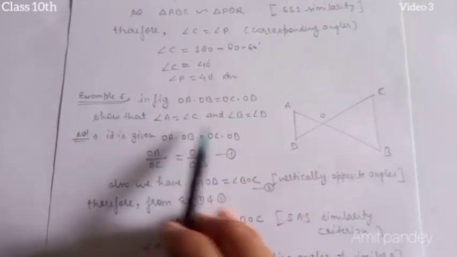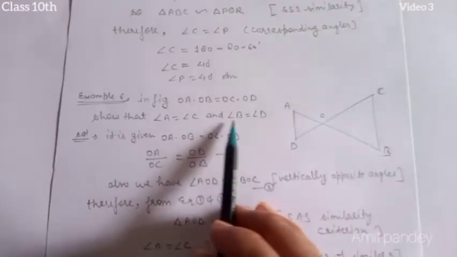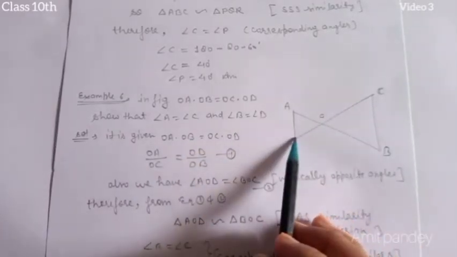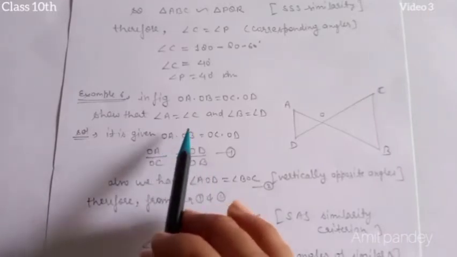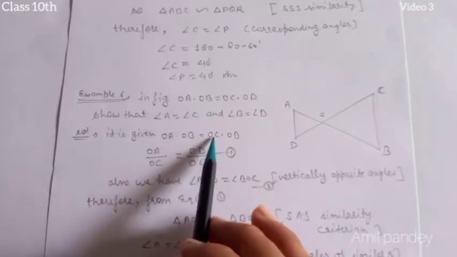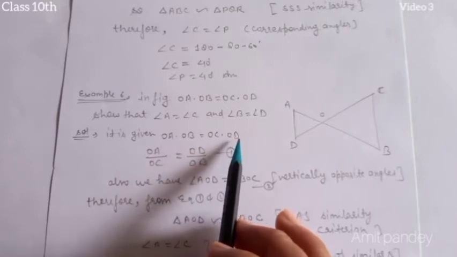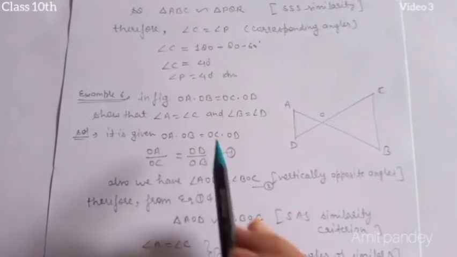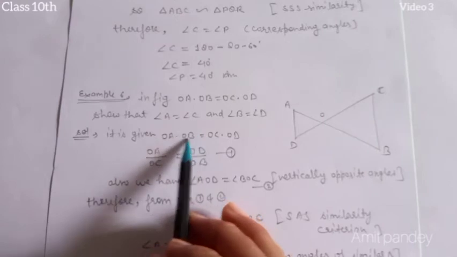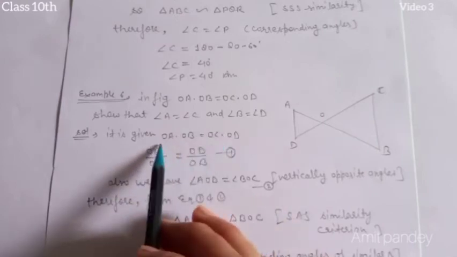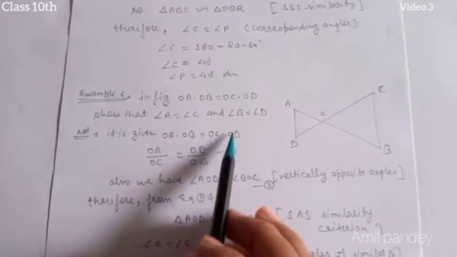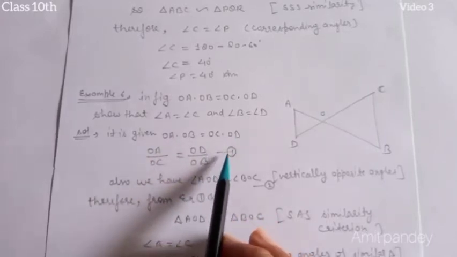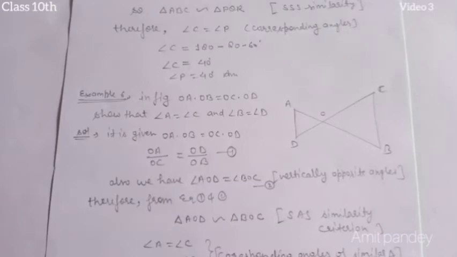So that angle A is equal to angle C and angle B is equal to angle D. So students, first what is the given thing here? It is OA into OB is equal to OC into OD. So we can write it as, now we'll divide by OB on the right hand side and OC on the left hand side. So this became OA upon OC is equal to OD upon OB. Mark it as equation 1.